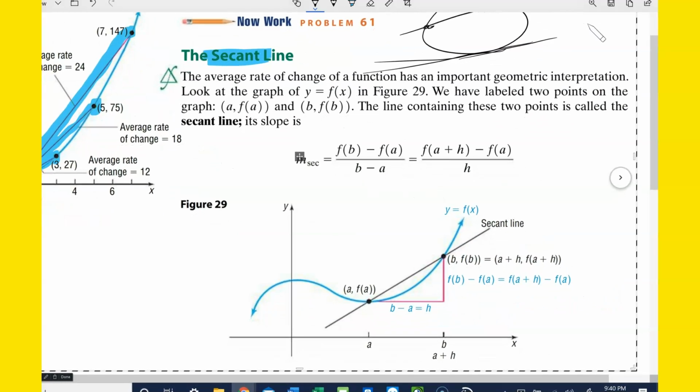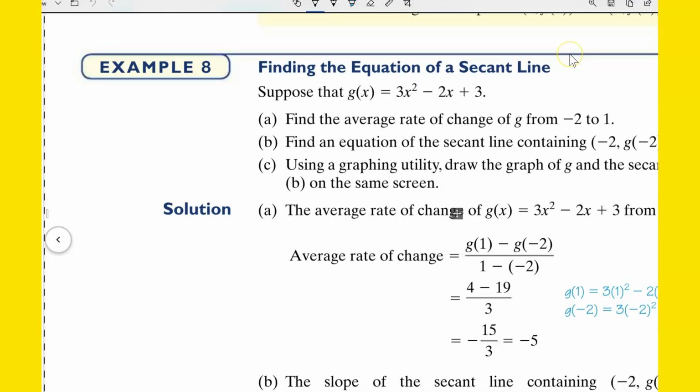All right, so to find the slope of the secant line, you do exactly what we just said. f of b minus f of a over b minus a. So let's apply that skill to this example here. We have a function g of x, and it says find the average rate of change of the g function from -2 to 1. So what I do is I find g of -2. I plug in -2 for x.